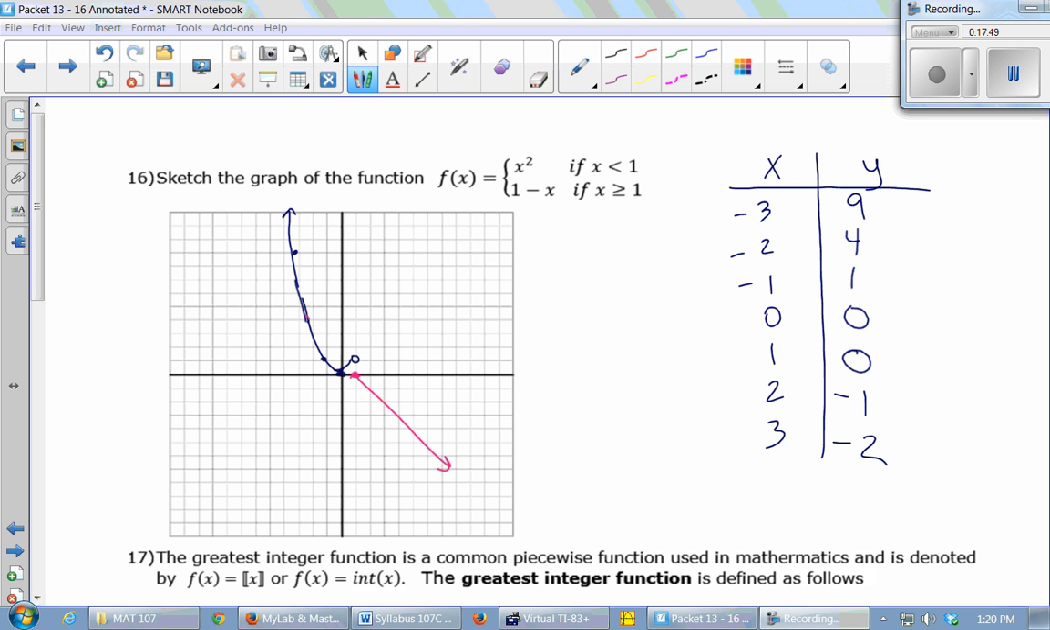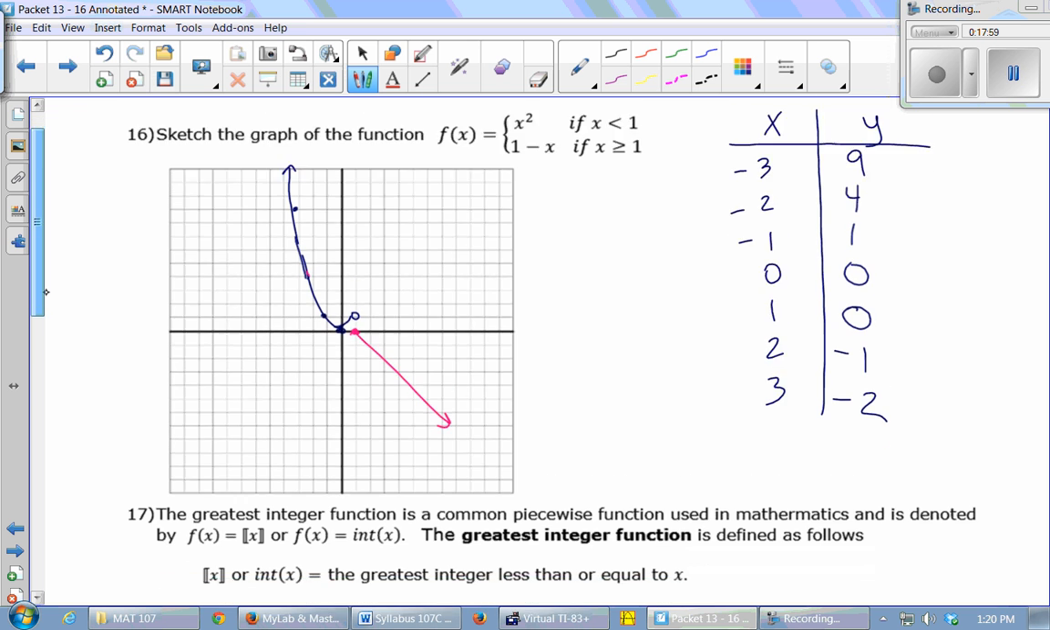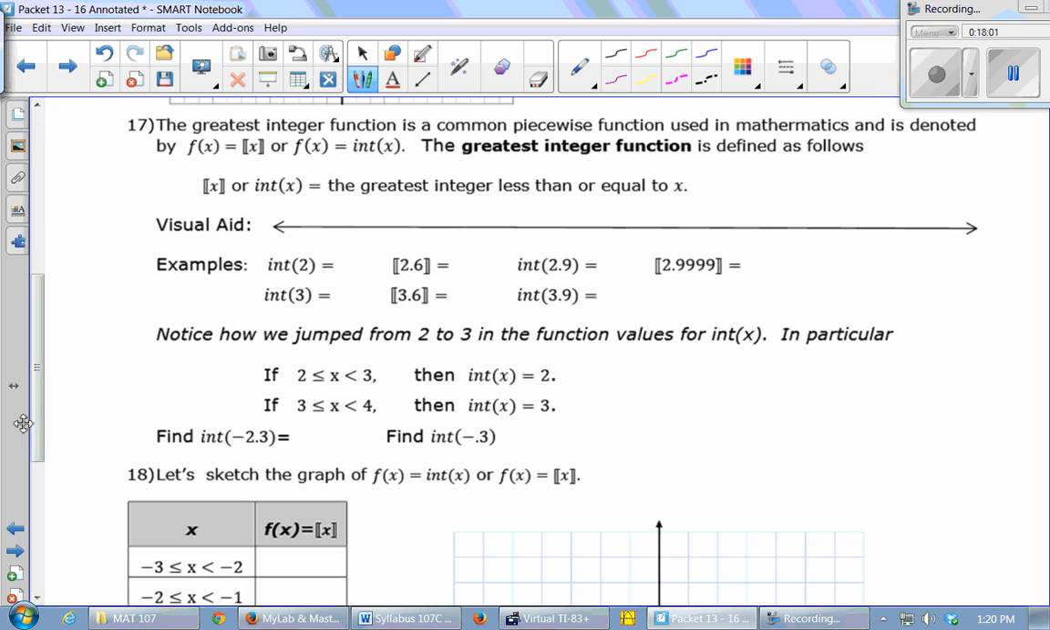So that's the end result. Make sense? Okay. All right, one more example of a piecewise defined function is the greatest integer function. It's a common piecewise function used in mathematics, and it's denoted with these little brackets here.